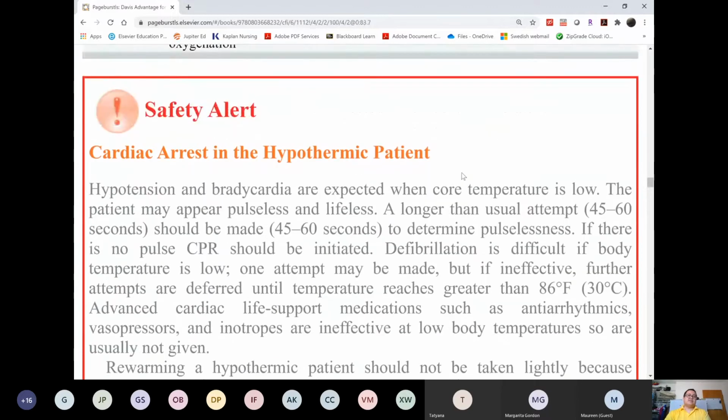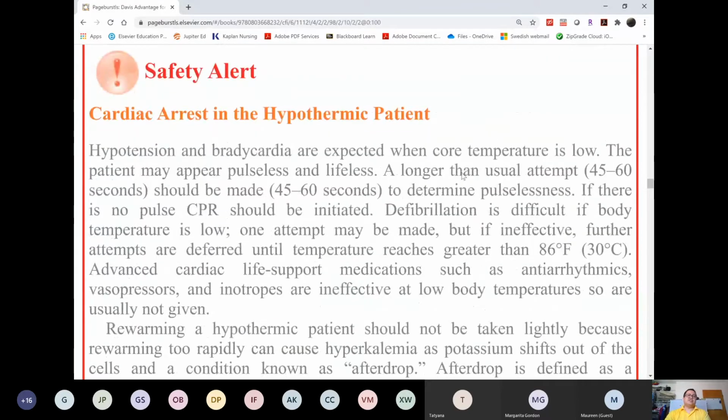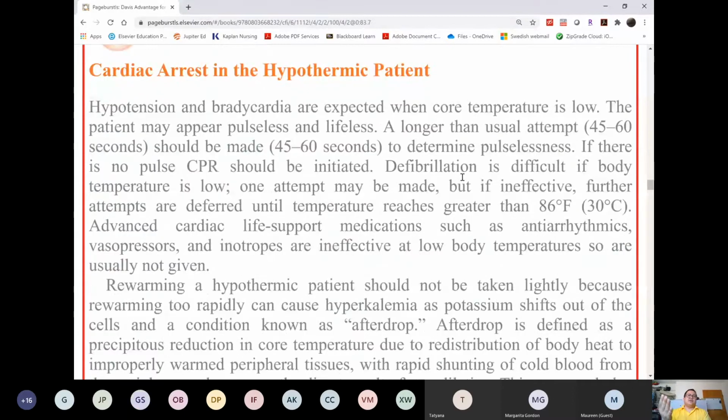Please read this safety alert. It's long, but the gist of cardiac arrest is, if you read the whole thing, it will tell you that normally, how long do we do CPR? Meaning, after, who are EMTs, paramedics here? How long do we do CPR?